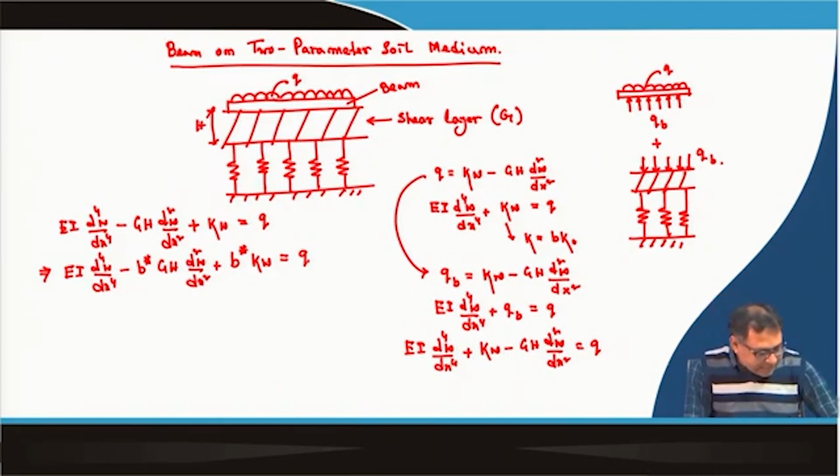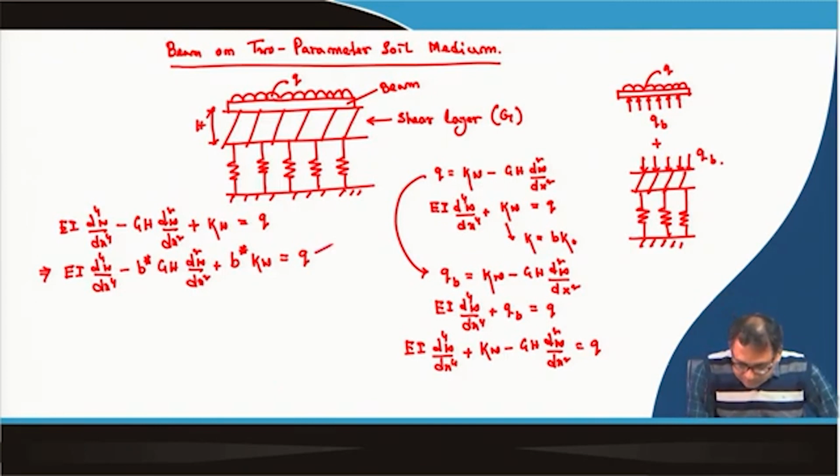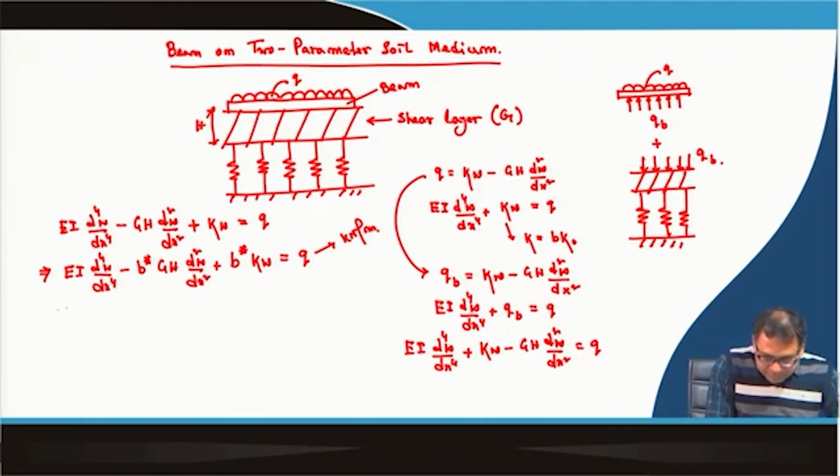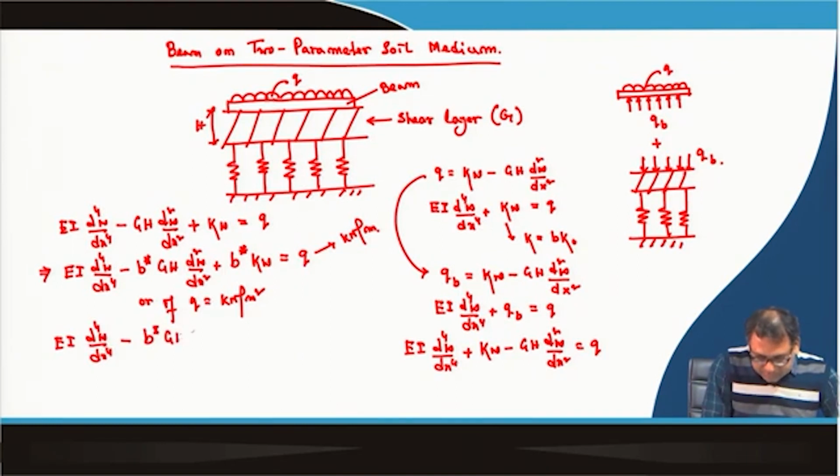Now, this equation is valid if your Q is in kilonewton per meter. Now, if your Q is in kilonewton per meter square, then these equations will be E I d4 W dx4 minus B star G H d square W dx square plus B star K W, this is B into Q.